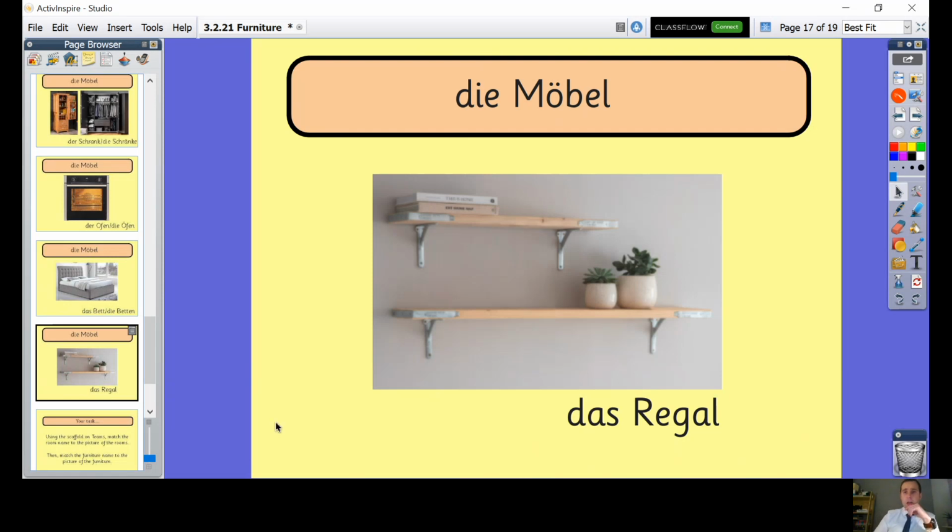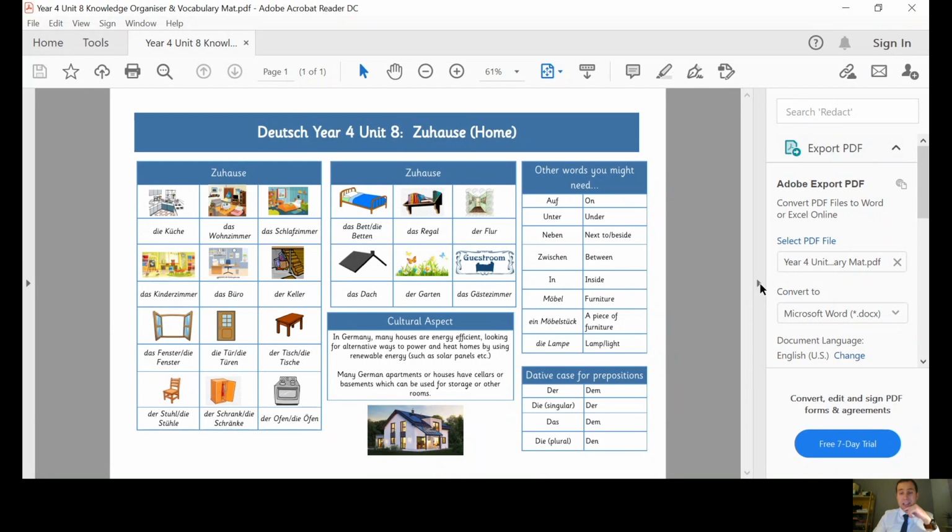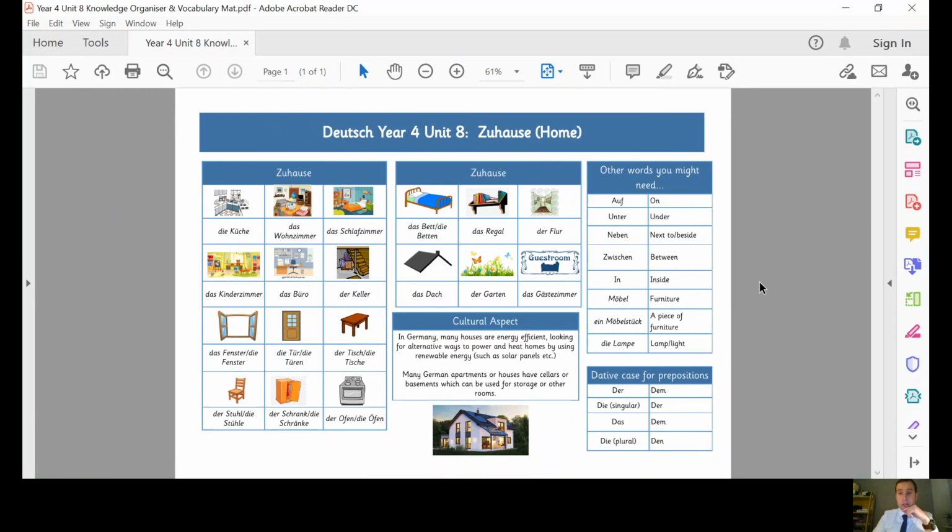So I'm just going to pause this screen, and I'm just going to share with you another screen that I've got as well. This other screen is the knowledge organizer, which is what you will have available to look at during your lesson if you're looking at this on Microsoft Teams as well. We've been through lots of them, but it's here for reference, and you can go into this afternoon and look at it.